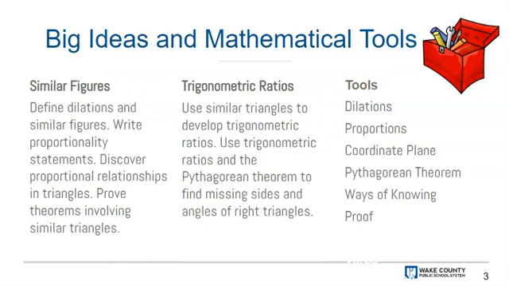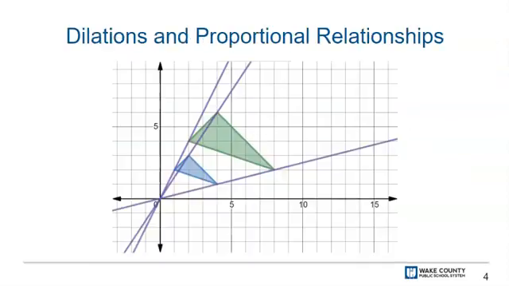The big ideas for this unit include ideas about similar figures and trigonometric ratios. In this unit, you will write precise definitions of dilations in similar figures. You will use transformational geometry and properties of similar figures to discover relationships in triangles, prove relationships created when a transversal crosses parallel lines, prove the Pythagorean theorem, and develop trigonometric ratios. You will use the Pythagorean theorem and trigonometric ratios to find missing sides and angles in right triangles.